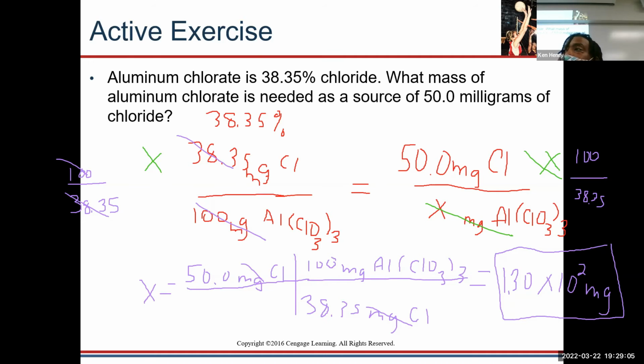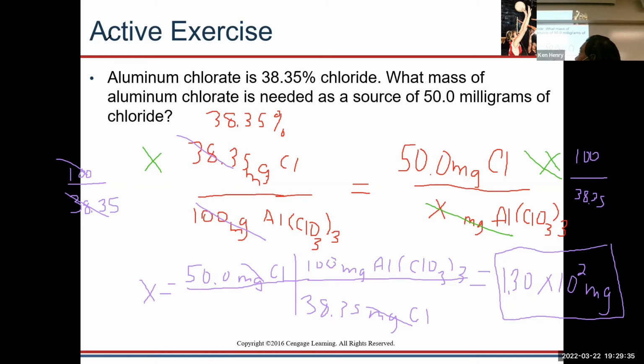Because percentage, right? Because we're talking about mass first off. So really what we're looking at is the mass of the part over the mass of the whole when we're talking about the percentage, and we're just multiplying it by 100. Since it's mass percent, I can make the assumption that if I had 100 grams of aluminum chlorate, then 38.35 of it is going to be chloride, because that's what that percentage means.